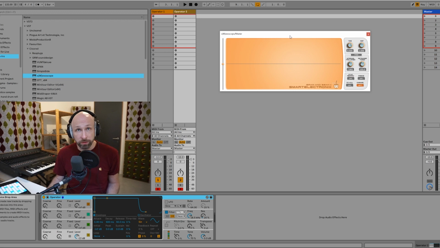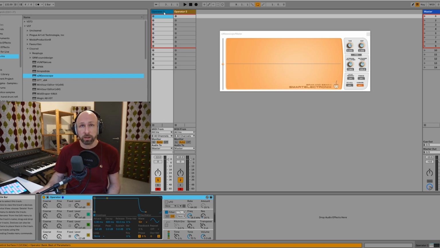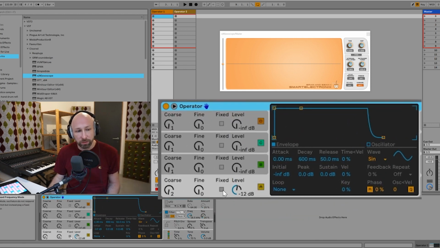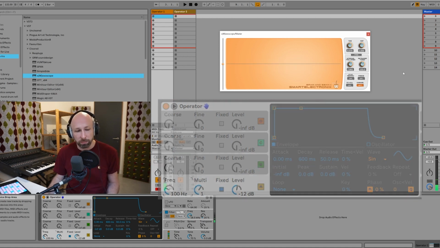So here we are in Ableton, and what I've got is two operators. These are just the simplest of simple synthesizers that can easily output a clean sine wave, just because we're doing physics today, okay? So the first one, we can set the exact frequency by hitting fixed, and let's say we play 100 hertz and we look at it on this oscilloscope.